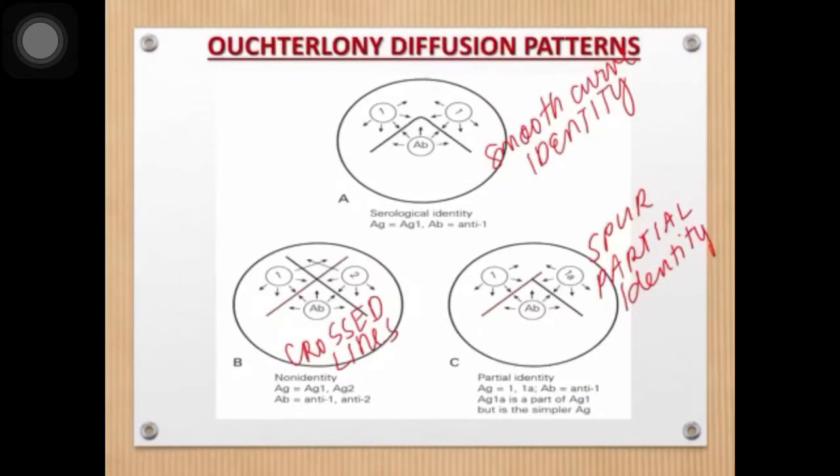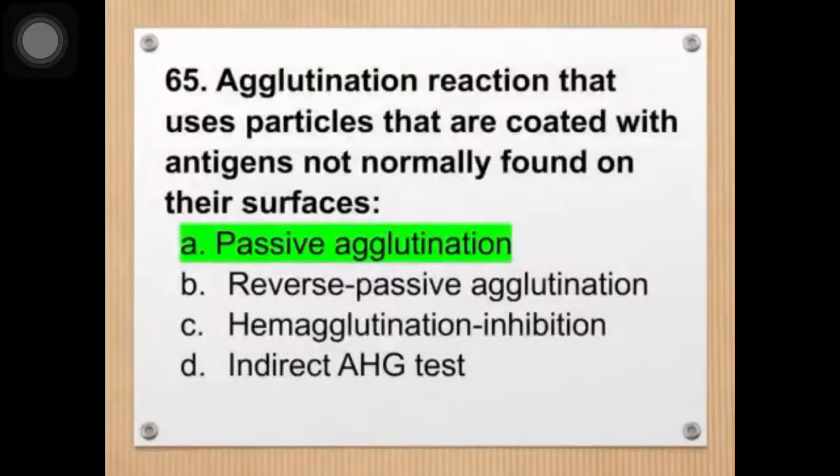Number 65, wag pong magkakamali sa passive at saka reverse passive agglutination. Pag sinabi pong passive agglutination, yung carrier po dito, coated with an antigen. Therefore, ano pong dinidetect nito? Antibody. Kapag na-mention naman po yung reverse passive agglutination, yung carrier particle po dito is coated with an antibody. Yung carrier particle must be coated in a manner wherein yung mga antigen binding site are active and available.